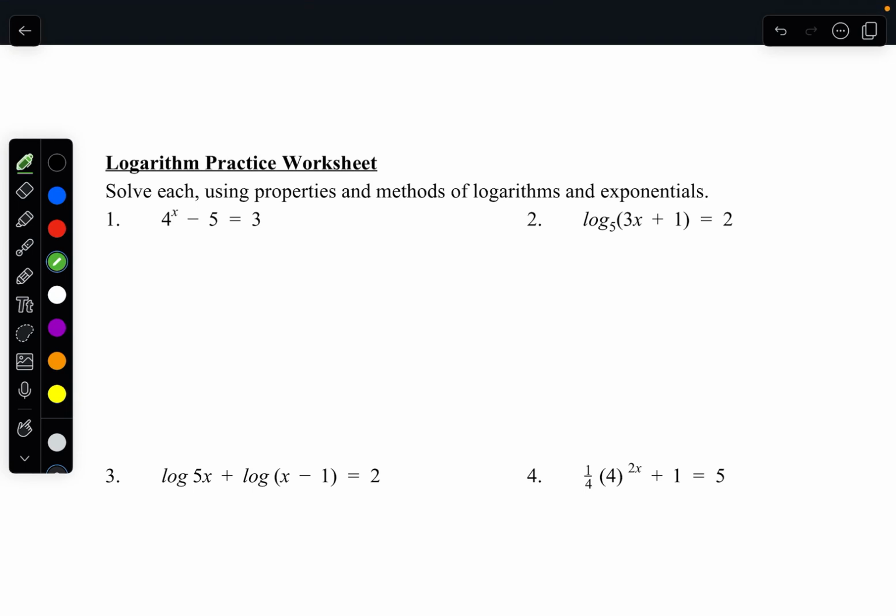So this is the logarithm practice worksheet. I'll do some of the problems, maybe a couple different ways, or how I would do them. So whenever you're doing a problem like this, that is the exponential right there. We got to get it by itself. So we will add 5 on both sides.